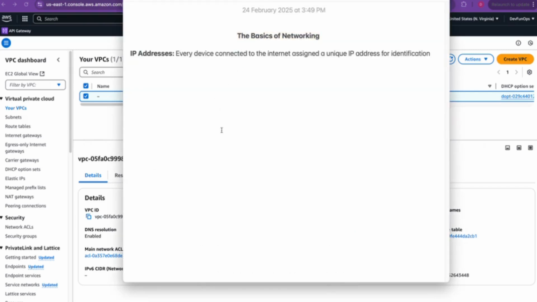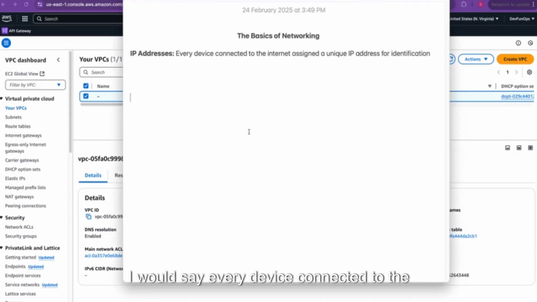Basics of networking, we'll see a few points. We'll start from the IP addresses. We'll see what is an IPv4 address, an IPv6 address, what are private IP addresses, what are public IP addresses, and the last thing we'll see is what are CIDR blocks. Okay, so what is an IP address?